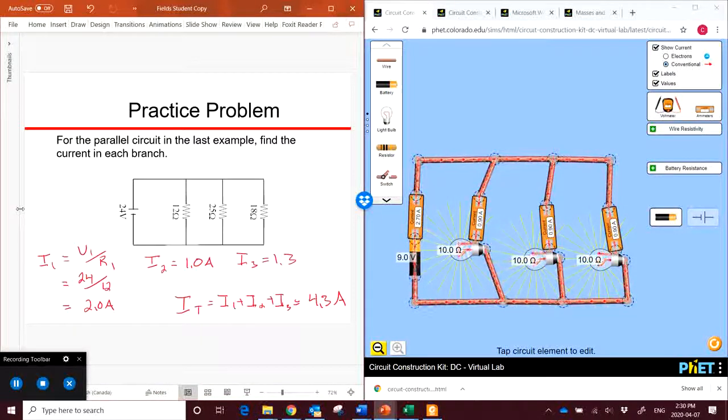Okay, so now that we've gone through some series circuits in the last video, some parallel circuits in this one, the next thing, we'll look at a few complex circuits in the next video that will combine series and parallel circuits together into one.